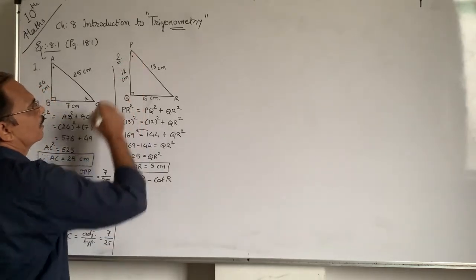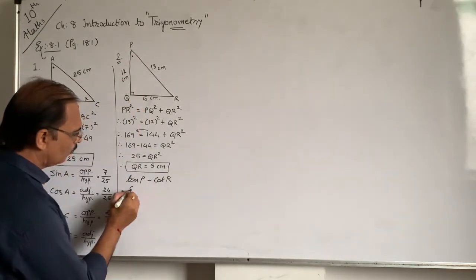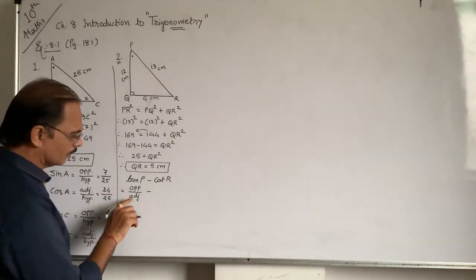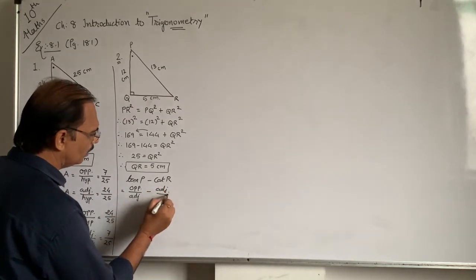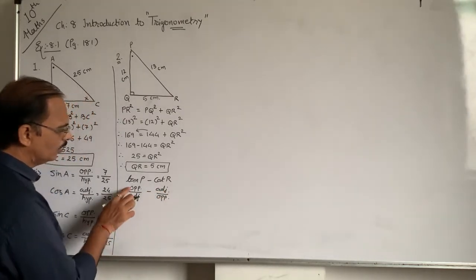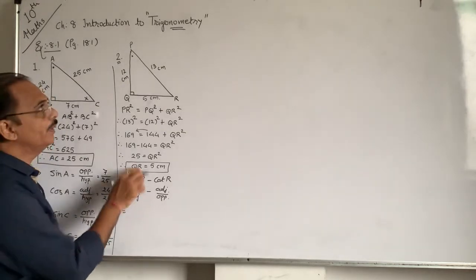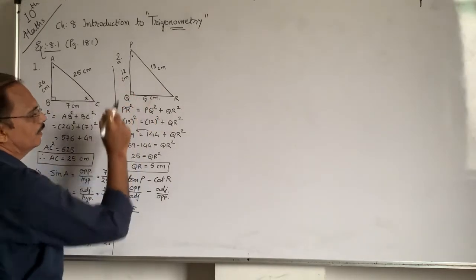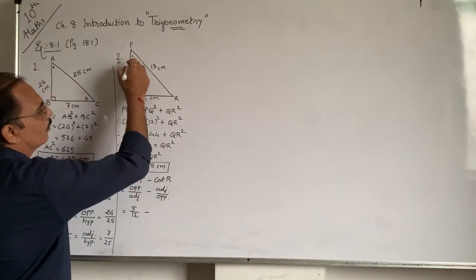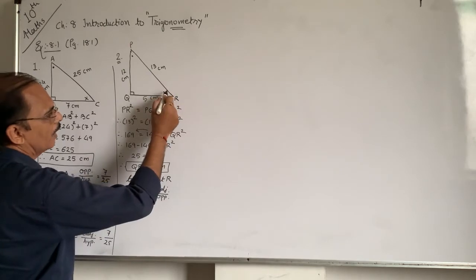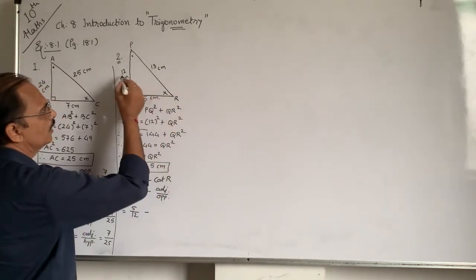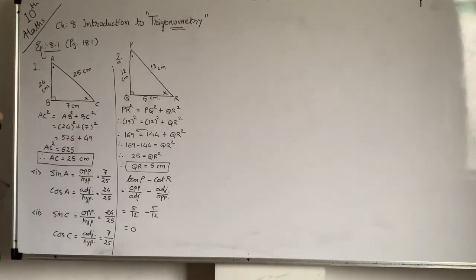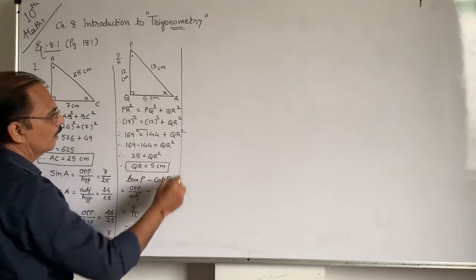For angle P, what is the formula of tan? Tan is opposite upon adjacent. And cot is the reciprocal of tan, so adjacent upon opposite. For angle P, opposite side is 5 and adjacent is 12, minus. For angle R now, adjacent side is 5 and opposite side is 12. So 5 by 12 minus 5 by 12 will be 0. Is it?